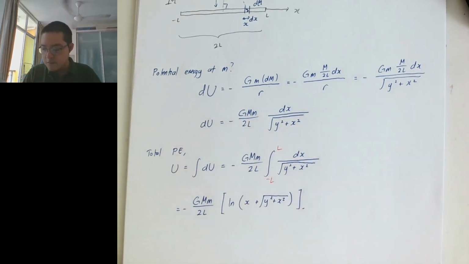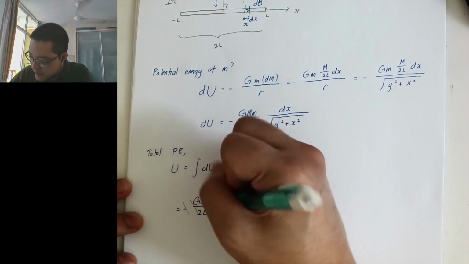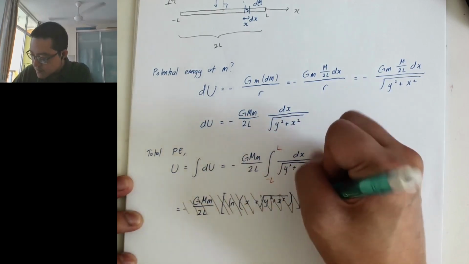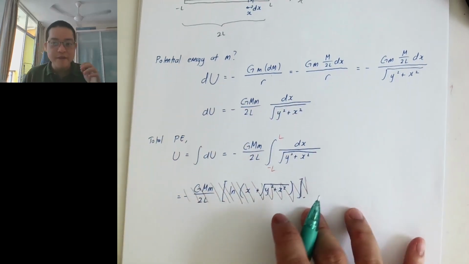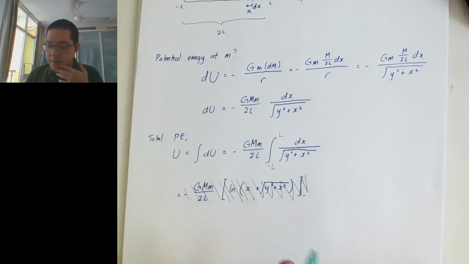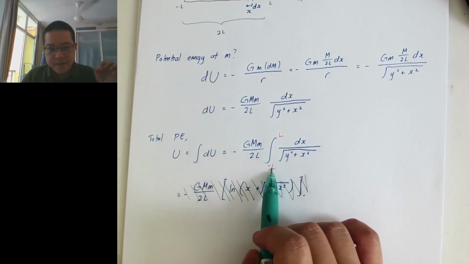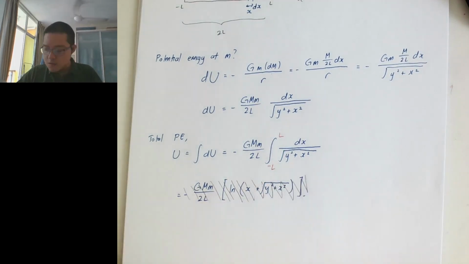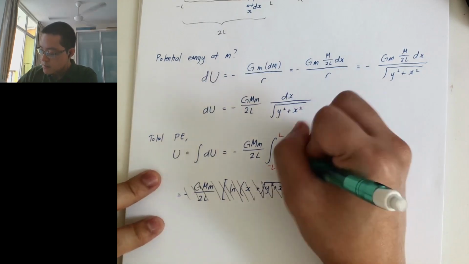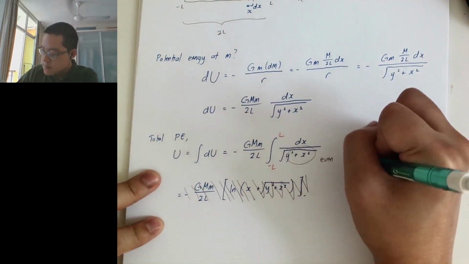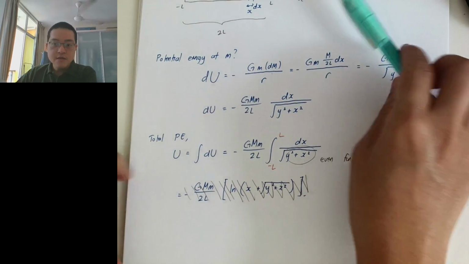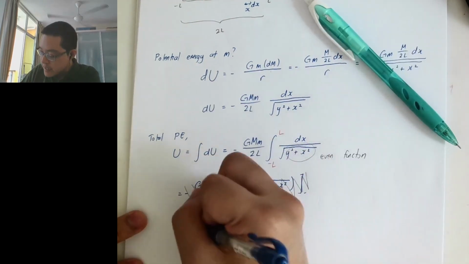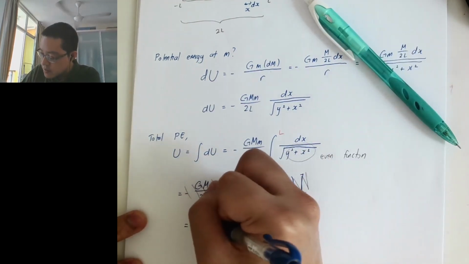Oh yeah, wait. Before I do that, I want to simplify first. I want to simplify because this is integrating from minus L to L, and this is x squared, so this part is an even function. If this is an even function, I don't need to integrate the whole thing.